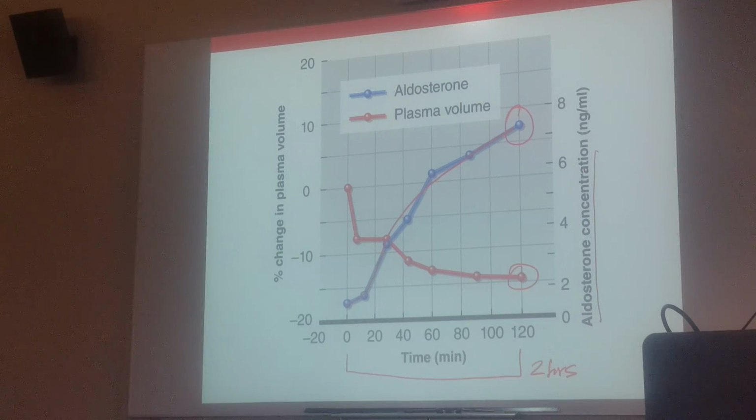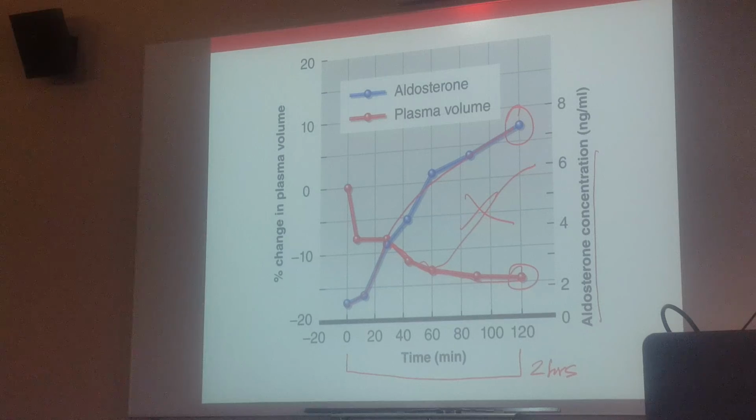So that goes again to the long-term effects of this hormone. It takes some time to get there, and you'll start to see it starts to level off so we don't lose as much plasma volume, but we don't see a big upturn where plasma volume is coming back up to 0. That doesn't happen, okay? Due to the length of time it takes this to work, okay?